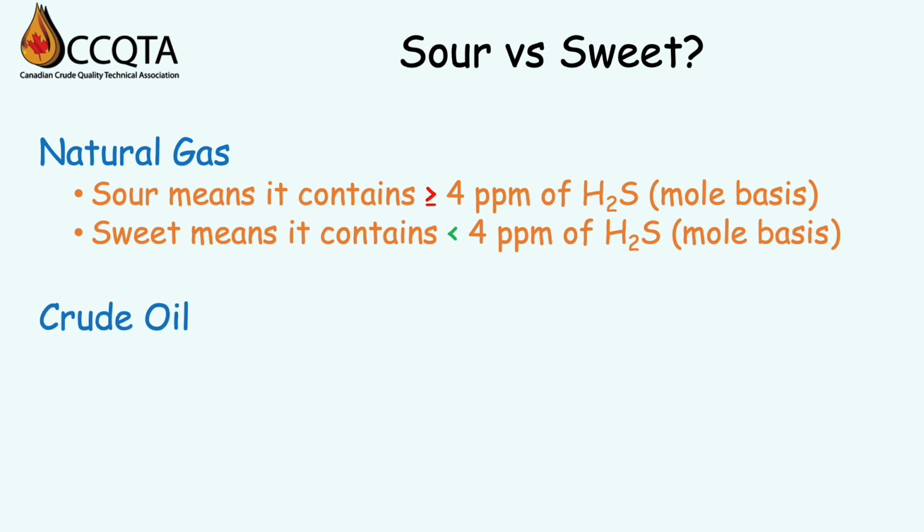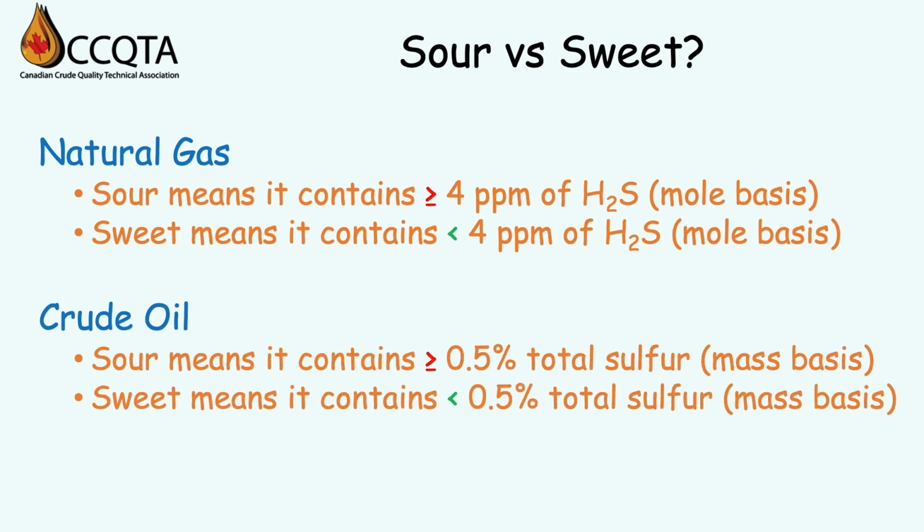Crude oil, on the other hand, is different. Sour means it contains greater than or equal to 0.5% or 5,000 ppm total sulfur on a mass basis. Sweet means it contains less than 0.5% or less than 5,000 ppm total sulfur. In crude oil, H2S is generally only a minor component that makes up a very small proportion of the bulk, typically in the 1 to 200 mg per kilogram or 0.0001 to 0.02 mass percent range. The remaining sulfur is bound within large organic molecules such as mercaptans, asphaltenes, polysulfides, and aromatics.